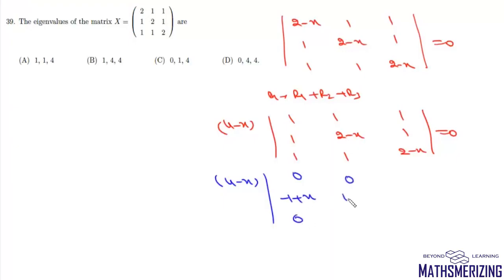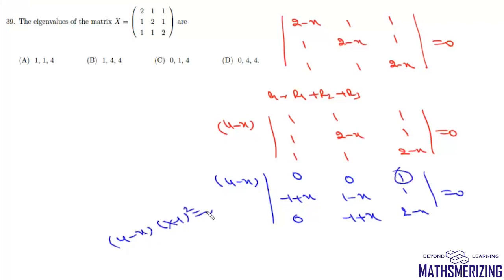Here it is 0. And then 1 minus x. And here it will be minus 1 plus x. And it will be 1, 1, and 2 minus x. It is equal to 0. So if we expand it about this one, we'll get (4 minus x) into (x minus 1) whole square equals to 0. So the eigenvalues are 1, 1 and 4, and that's your option number A.